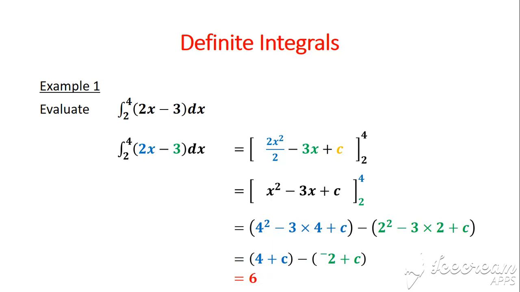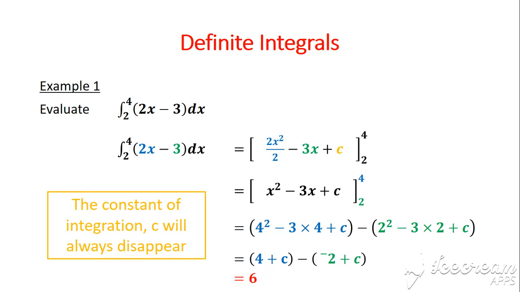Well, we have c in the first bracket and we are subtracting c in the second bracket, so the c's disappear. So we end up with the number 6, and that's our final answer. The constant of integration c will always disappear in this process.